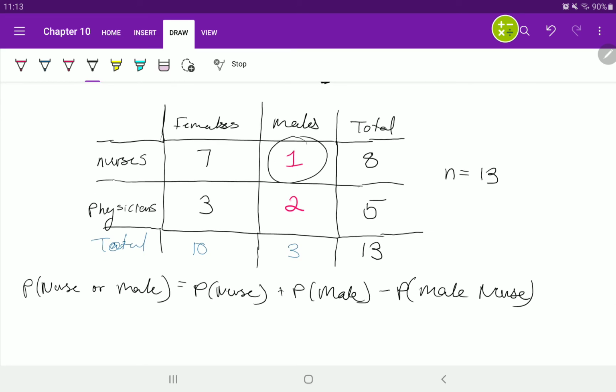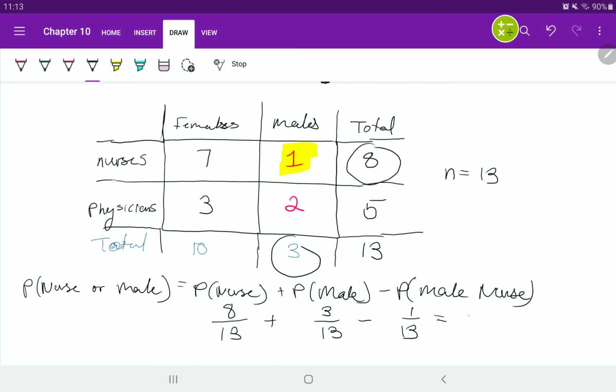So out of 13 people, 13 subjects, the probability of getting a nurse is going to be 8 over 13. Plus the probability of selecting a male will be 3 over 13. Minus the probability of having a male nurse, that will be 1 over 13. And let's do the math. 8 plus 3 is 11. 11 minus 1 is 10.